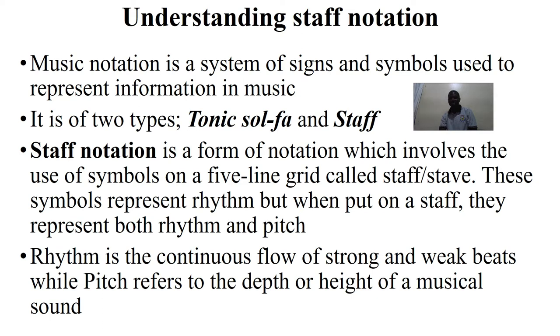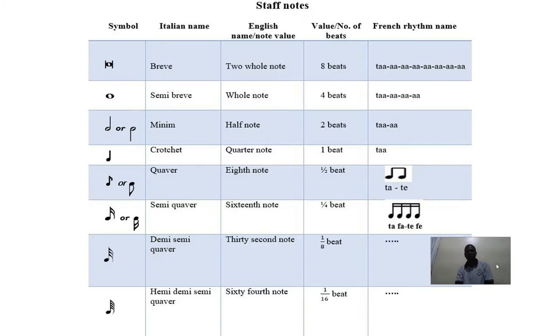Rhythm, as we already know, is a continuous flow of strong and weak beats, while pitch is the depth and height of a musical sound. What are the different staff notes? First, why are they called the staff notes? Because we use them to write on the staff. And they are notes because they are the ones we use in notation. So what we use to notate on the staff are the staff notes. There are different staff notes, many of them having Italian names, but also the English name equivalent. Here are several of them.